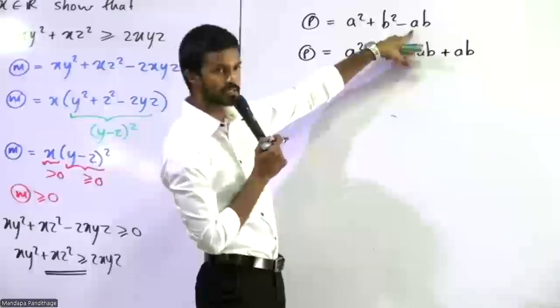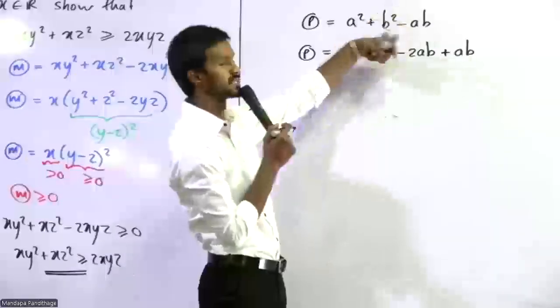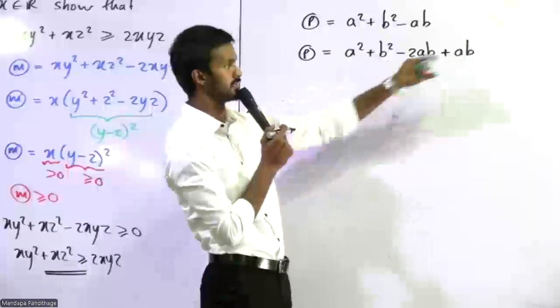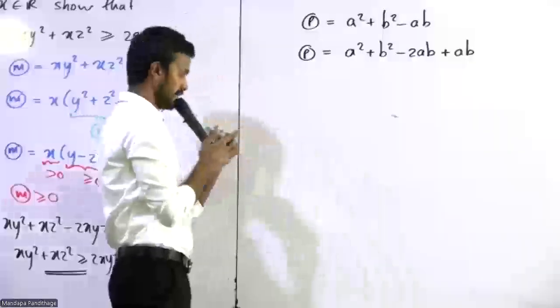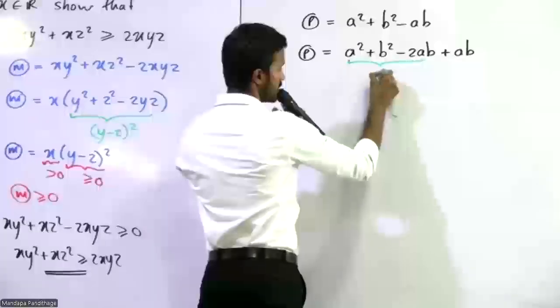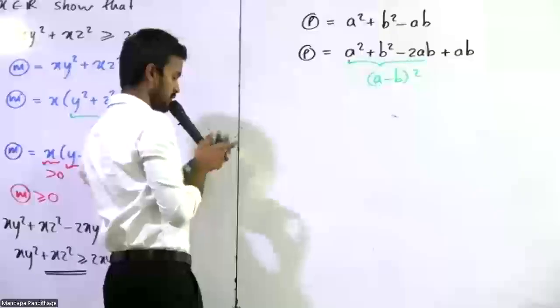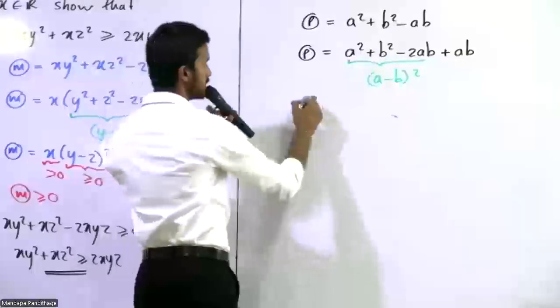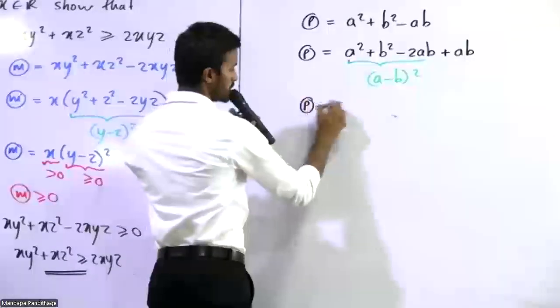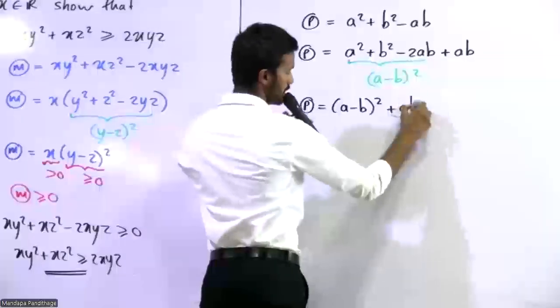So here it was minus ab. They have taken it as minus 2ab, and taken the extra ab out. And then they have considered, okay, it's clear, it's a minus b squared. Okay, so it's a minus b squared. Then what can you say? That P is equal to a minus b squared plus ab.